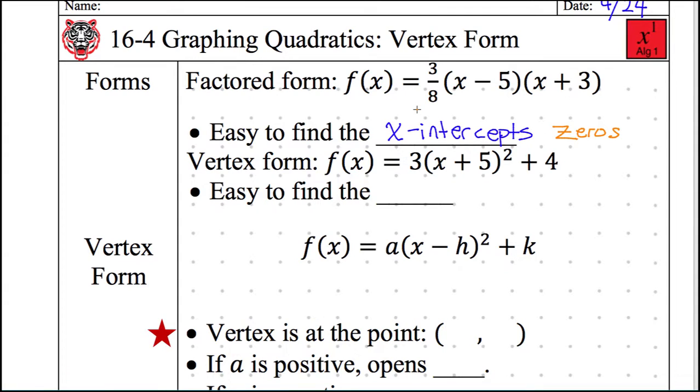But if I'm in vertex form, what is it really easy to find? Oh man, it's called vertex form, so Gunnar. Vertex. It is easy to find the vertex.